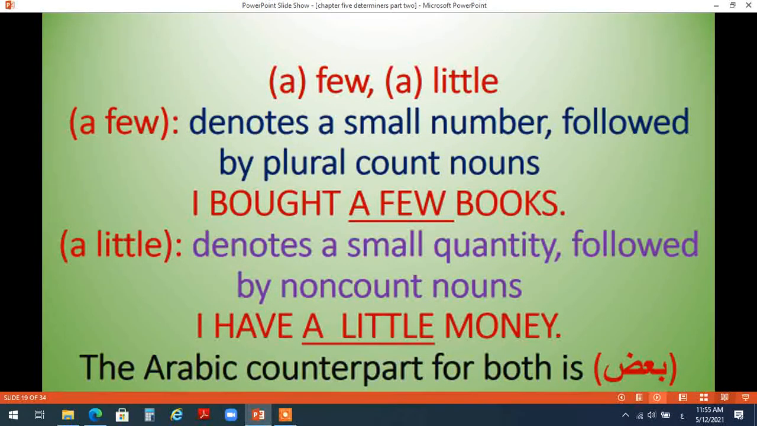As for a little, it denotes a small quantity and it is followed by non-count nouns. A little refers to a small amount or quantity and is always followed by an uncountable noun. I have a little money. The Arabic counterpart for both a few and a little is the word بعض. We use بعض to refer to a few or a little.